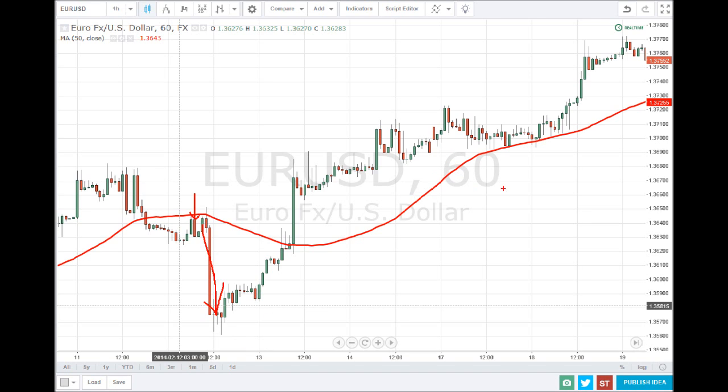When our moving average is acting as a dynamic support, we have a pin bar here, an engulfing candle, and other signals we could have taken to go long, and price then went on the upside.